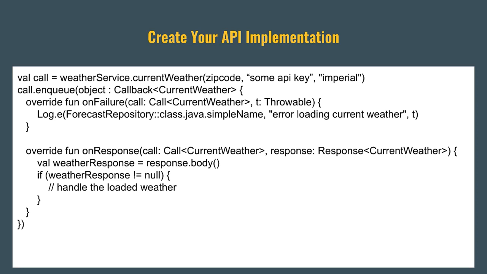What this will do is load the data on a background thread and then call us back on the main thread, and it'll let us know if there was any type of failure, or it'll give us back the response that we got back from the network. Then we can get a hold of the response, check if it's null or not, and then do anything else that we need with it.